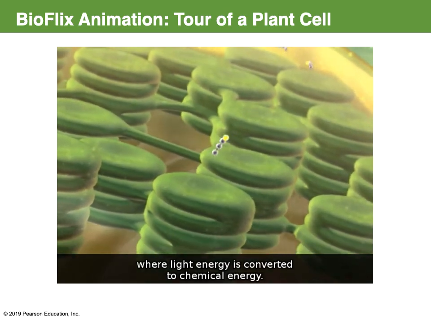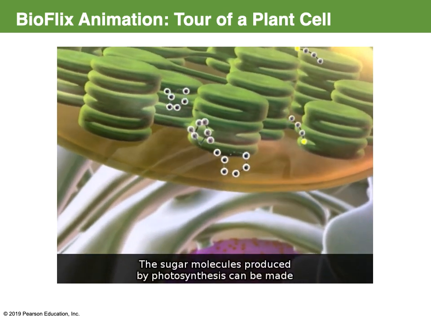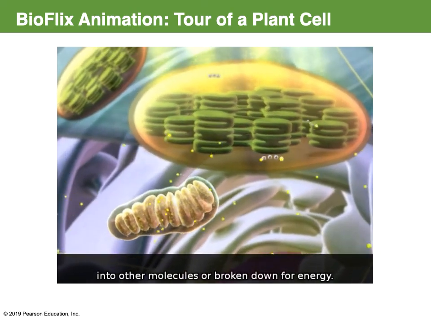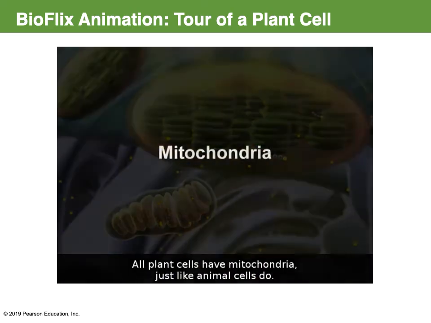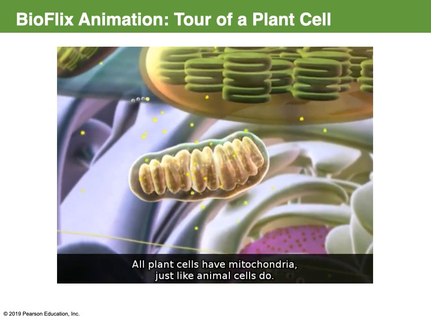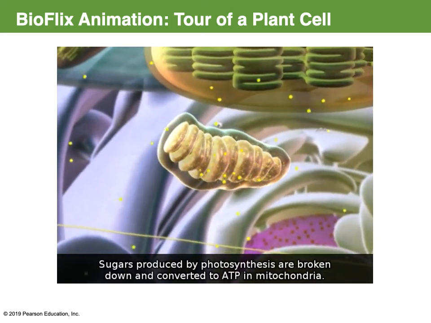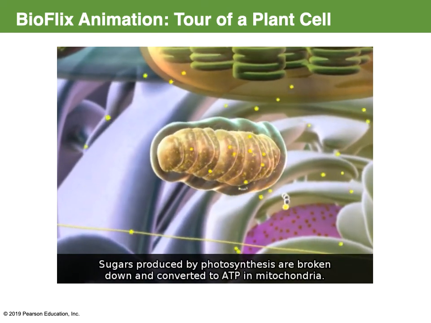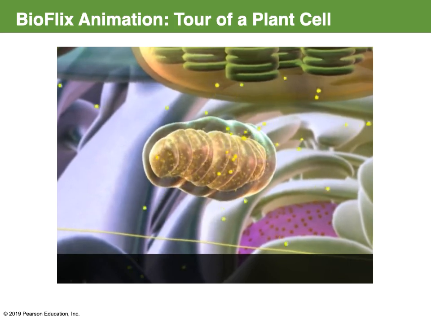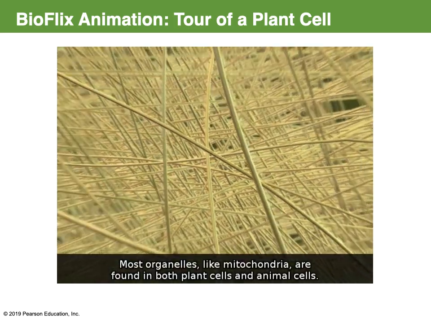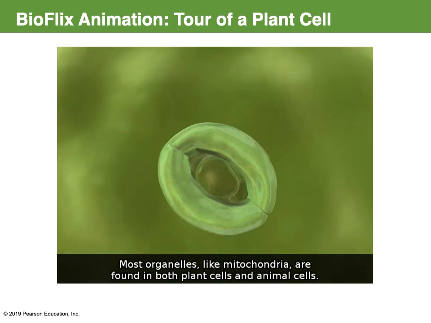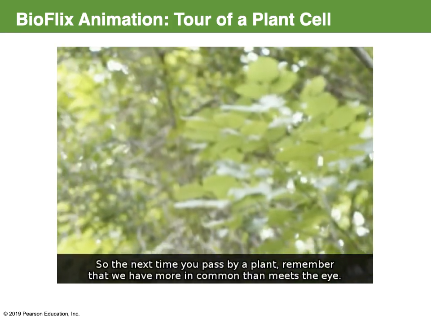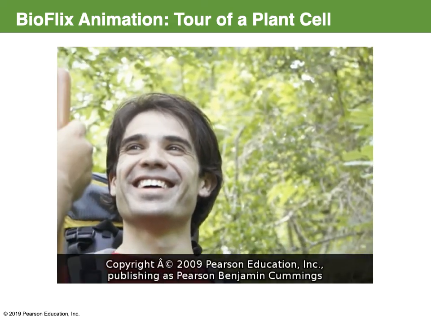chemical energy. The sugar molecules produced by photosynthesis can be made into other molecules or broken down for energy. When sugars produced by photosynthesis are broken down, their energy is used to make ATP in mitochondria. ATP powers the work of the plant cell. Most organelles, like mitochondria, are found in both plant cells and animal cells. So the next time you pass by a plant, remember that we have more in common than meets the eye.